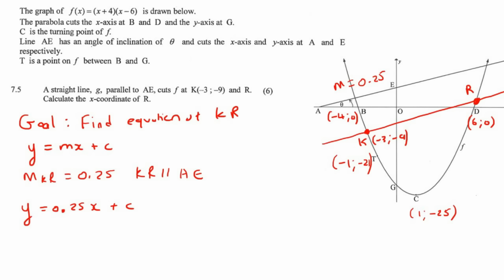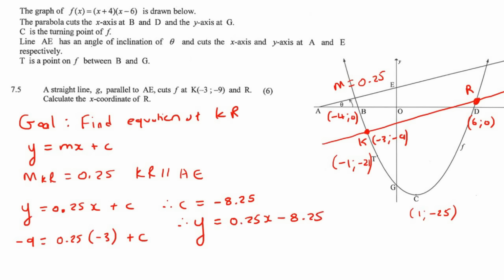Now to find c, we have to plug in a point on this line. But that's okay, because we have the coordinates of k. So we can just plug in minus 9, minus 3, and then we can go calculate the value of c. And if you do that, you would find out that c is minus 8.25. So therefore, the equation of kr would be y equals 0,25x minus 8,25.